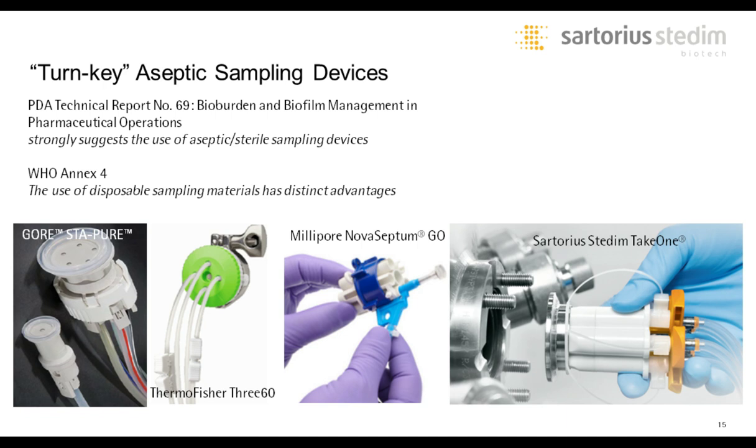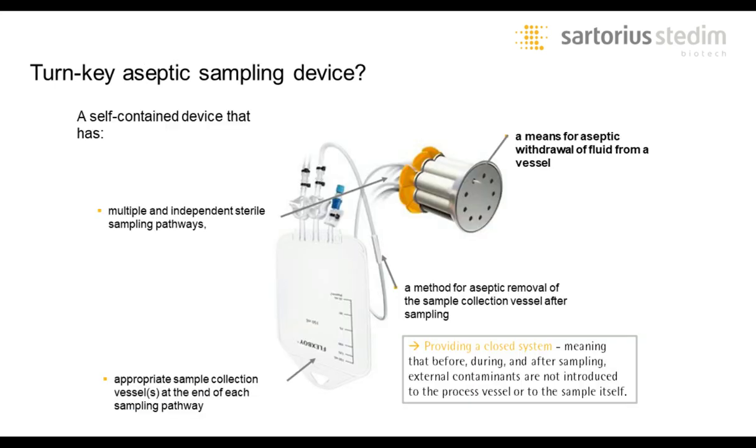So the Parenteral Drug Association recognizes the clear benefits of aseptic sampling devices, and the World Health Organization furthers this sentiment by recommending those aseptic sampling devices be fully single-use and disposable. Why? Because it allows one to take advantage of the many benefits of single-use systems within a stainless BioProcess and during one of the most critical and risky operations. So here along the bottom, you'll see some of the examples of the turnkey aseptic sampling devices that are commercially available today.